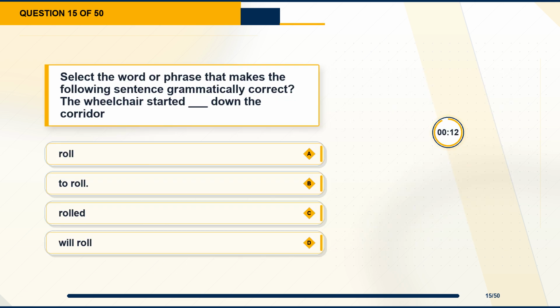Question 15. Select the word or phrase that makes the following sentence grammatically correct. The wheelchair started blank down the corridor. Option A, roll. Option B, to roll. Option C, rolled. Option D, will roll.